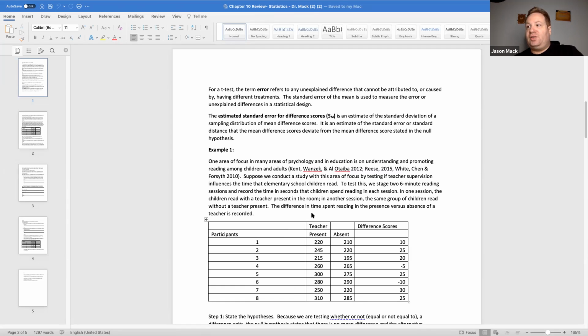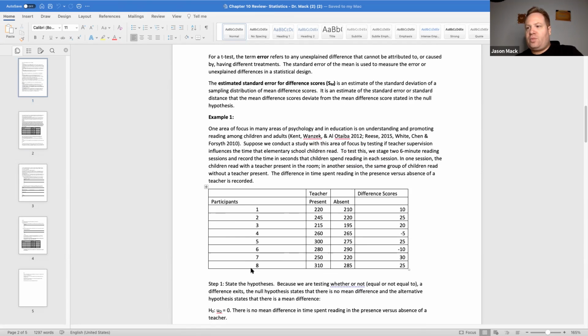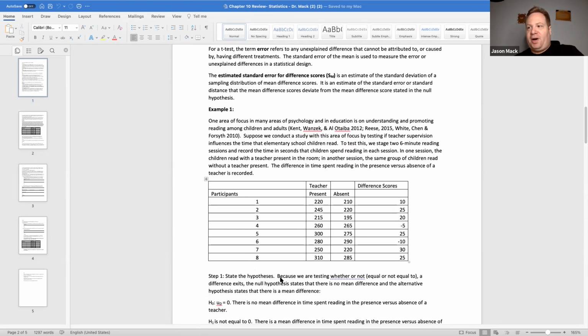The difference in the time spent reading in the presence of the teacher versus the absence of a teacher is recorded. So teacher present, absent, difference. That's what we're looking at here, the difference between the absence of the teacher or the teacher present. So step one, we want to state those hypotheses.